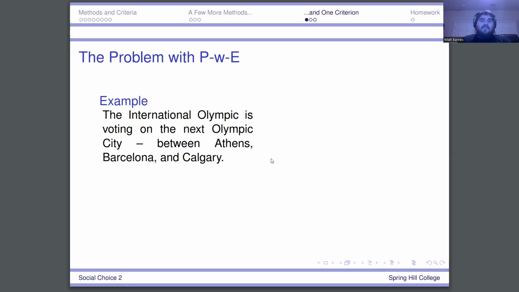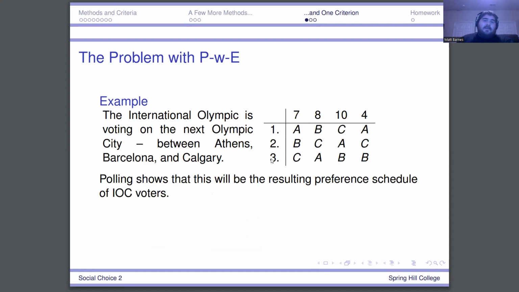So let's take a look at an example here. Let's say we are trying to decide where the next Olympics is. We have three possible cities: Athens, Barcelona, and Calgary. And so these are the polling results for our preference schedule here. So this is before the actual vote takes place. They take a kind of a straw poll and just see how everybody's thinking. And this is what they're able to come up with, right?